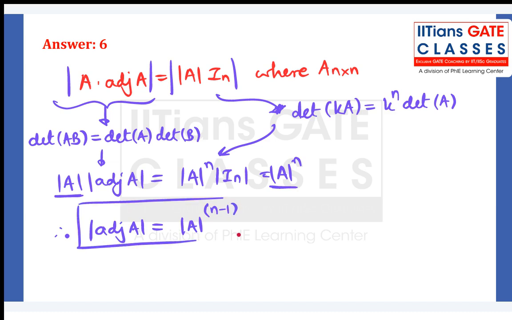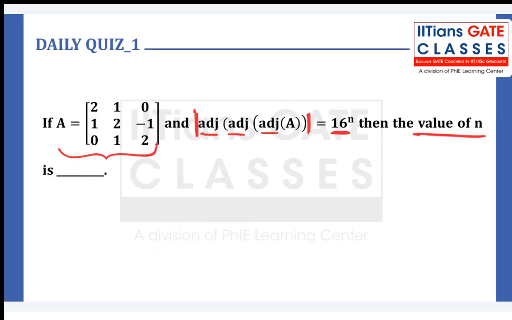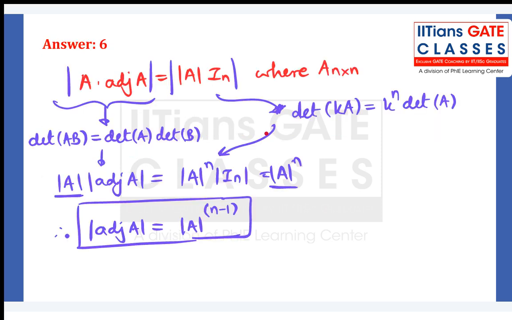This is the standard formula: if you know the determinant of a given matrix, you can calculate the determinant of its adjoint directly using this formula. But if you pay attention to the question, they are not asking you to find only the determinant of adjoint of A. There are two more adjoints, so that is the pain here. No need to worry, because again, let's say this is equation 1. So let's go to the next slide.